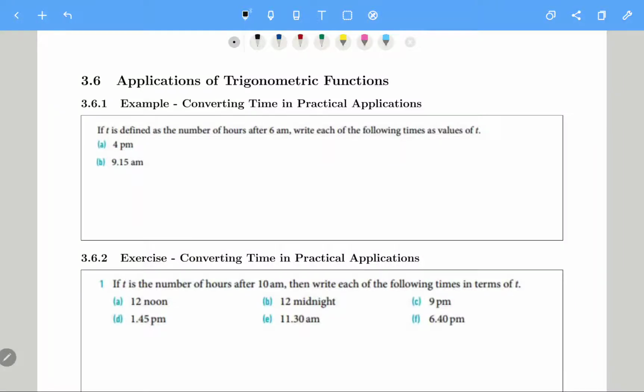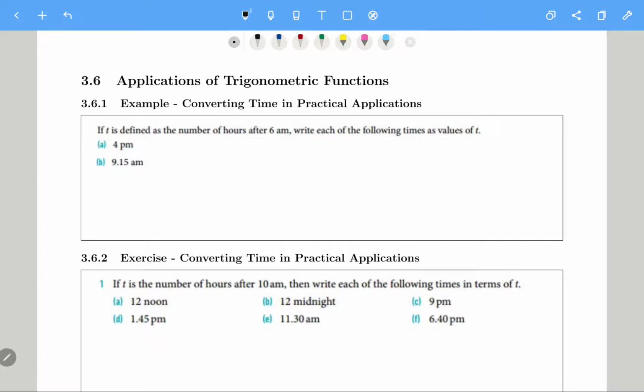Alrighty, so today we're going to be looking at some applications of trigonometric functions, but to begin with we're just going to be doing some really quick converting from t, a variable, which is going to be defined as the number of hours after 6 a.m., and actual times like 6 p.m., 4 p.m., 9:15 a.m. So 6 a.m. would actually be t equals 0, because it's 0 hours after 6 a.m.